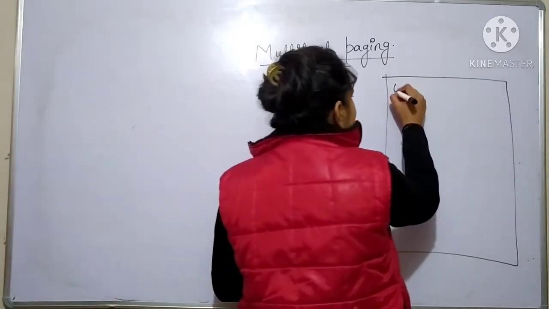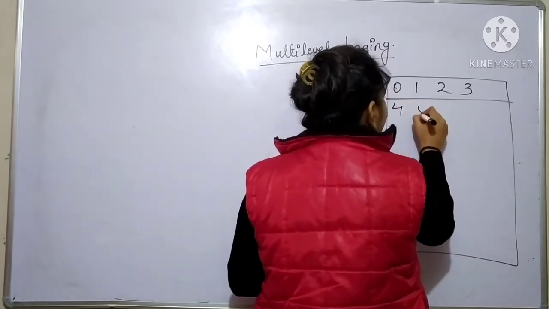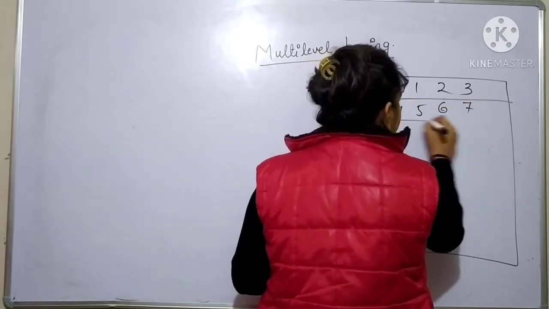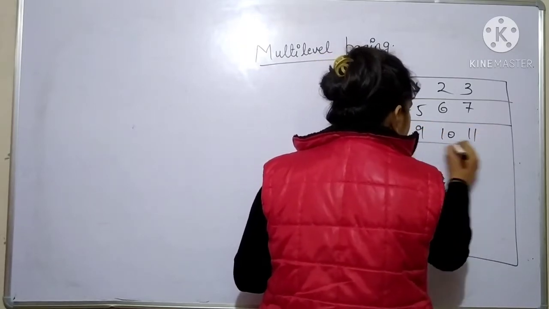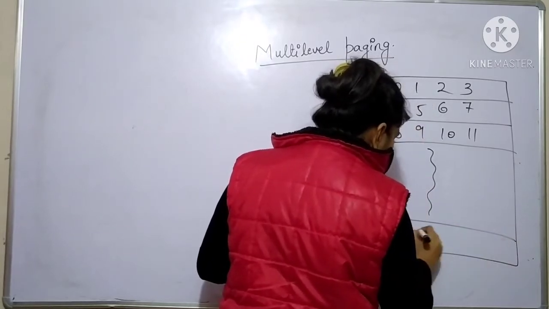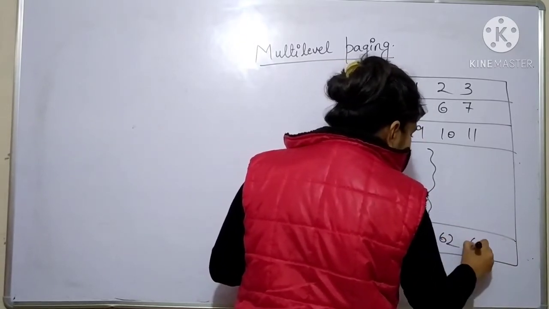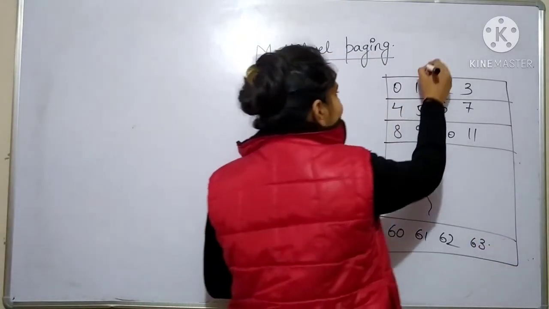Like this: 0, 1, 2, 3, 4, 5, 6, 7, 8, 9, 10, 11, and this way up to 60, 61, 62 and 63. This is my process P1.